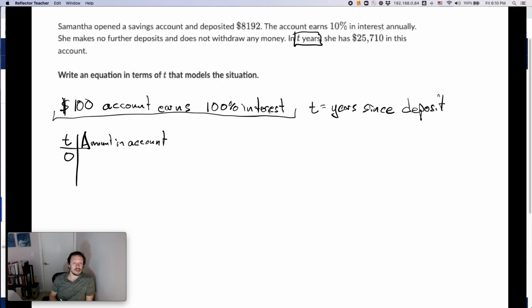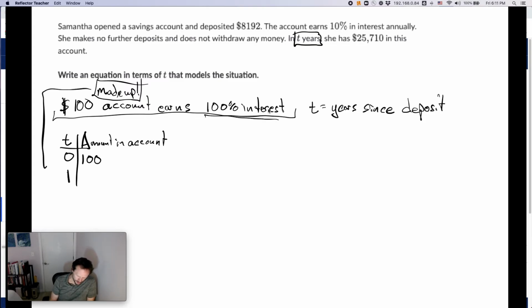At 0, how much money is in the account? Well, that's when we had $100. Remember, made up. We're in made up land here. We'll go back to the real problem after we solve the easier one. After a year, what happens? How much money do you have in the account? If you earn 100% interest, well, 100% of 100 is 100, so you'd have 200.